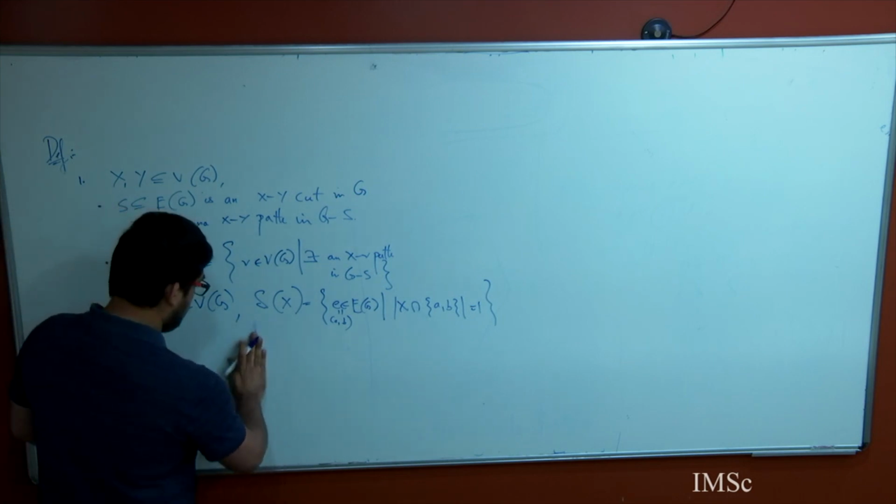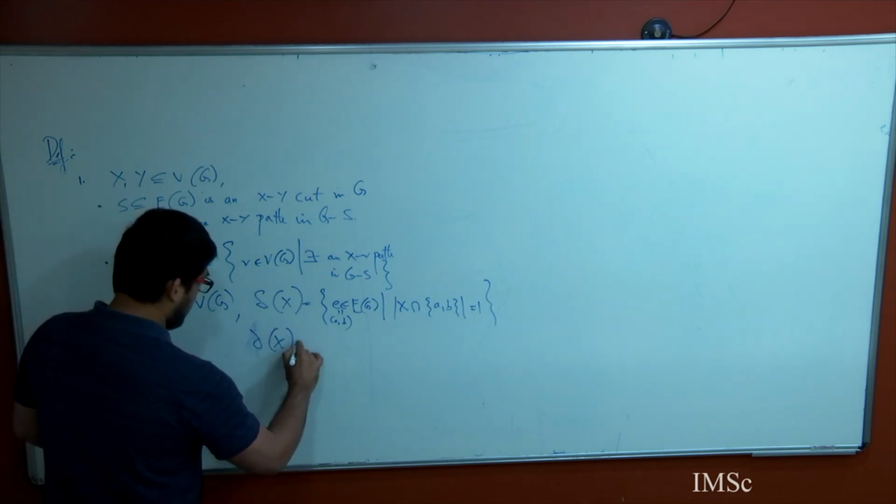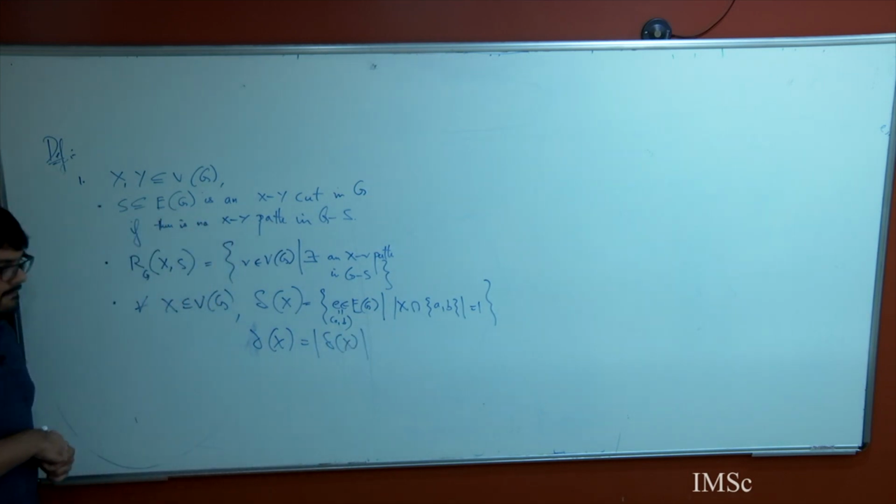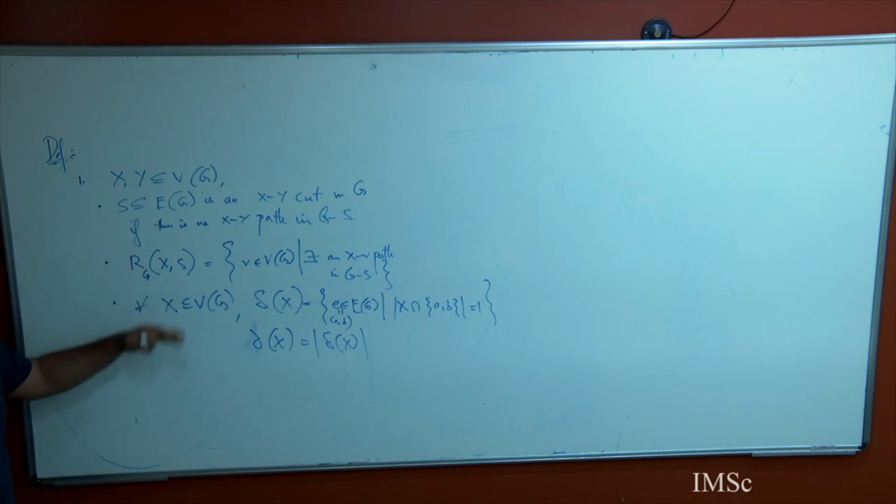And let's denote by dou of x the cardinality of this set. Right, so I suppose these are all notations you've seen in some form or another, right? So you would have just seen different alphabets being used for this, but for this lecture, this is the notation we would go with.